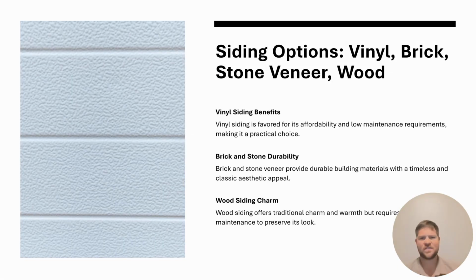Exterior materials. All right, so this is the stuff that you're going to see right when you walk up to the home. Is it vinyl? Is it brick, stone, veneer, wood? There's stucco. We talked about stucco with the Tudor style homes. Right? There's a lot of those.